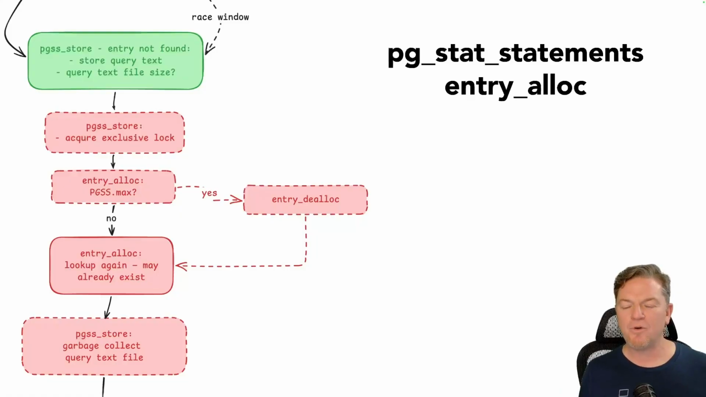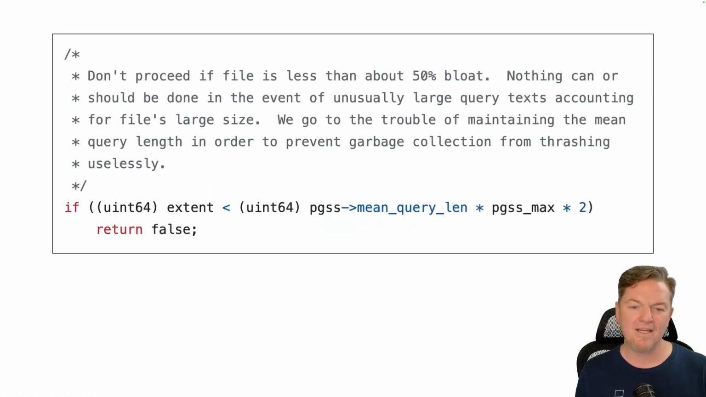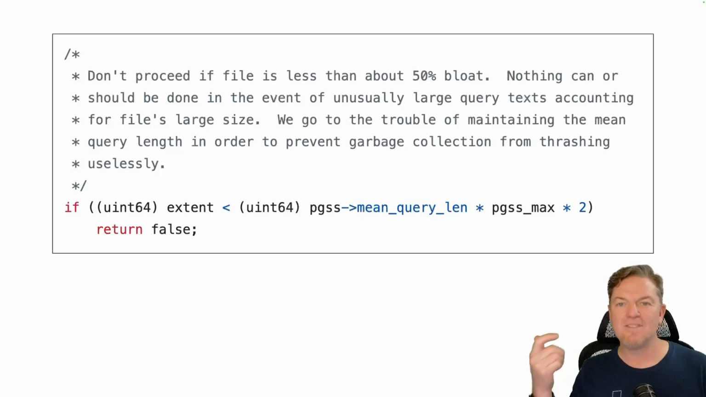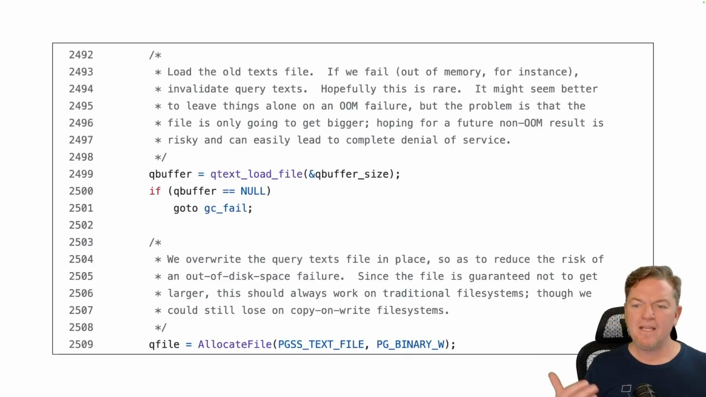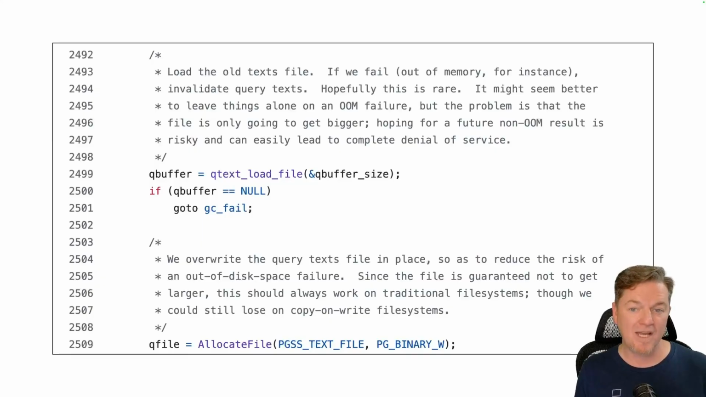And then right before we allocate, we actually check to see, hey, remember, did that needs-garbage-collection check come back as true? Was it 2 times pg_stat_statements.max times that mean query length that we talked about earlier? If it is, what happens is we load the text file into a buffer. We essentially load the entire thing in, and so you will need that much memory to actually do this. And then we go ahead and allocate that file again. So we're actually reading the file in an exclusive lock, and then we are overwriting the file in place. We are not writing a new file with a delete copy. We are overwriting the file that is actually there.